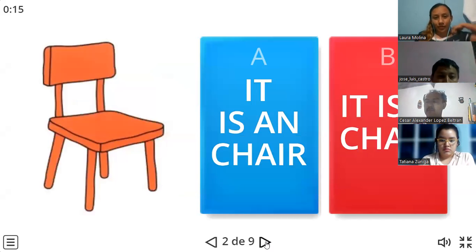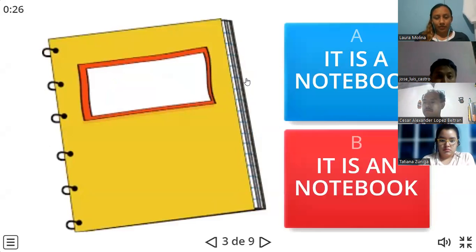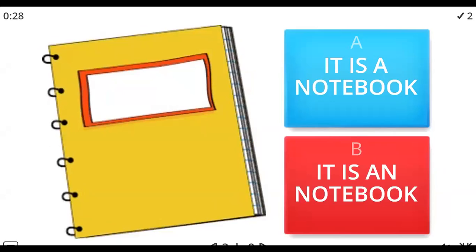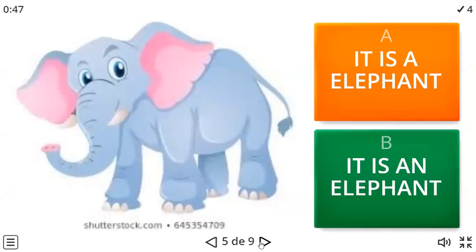Now this one. A or B? B. Perfect. Now, letter A or B? It is a notebook. A. Okay, A or B, guys? A. Very nice. Okay, now this one, A or B?